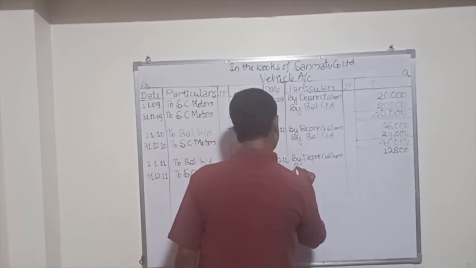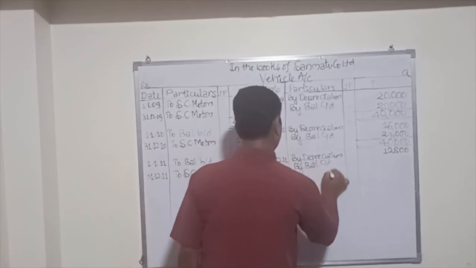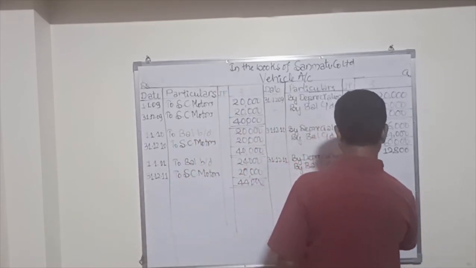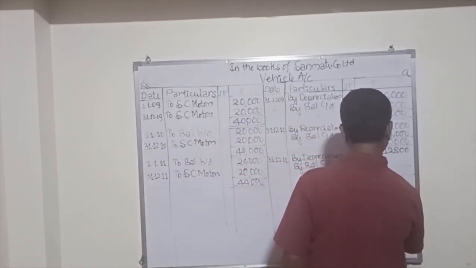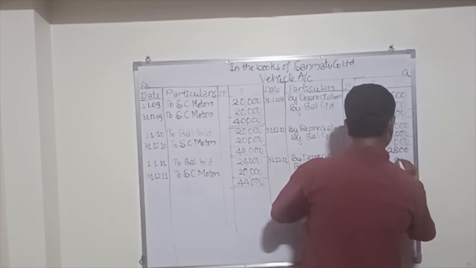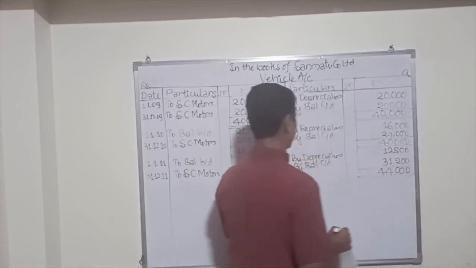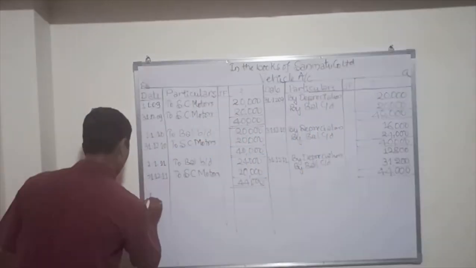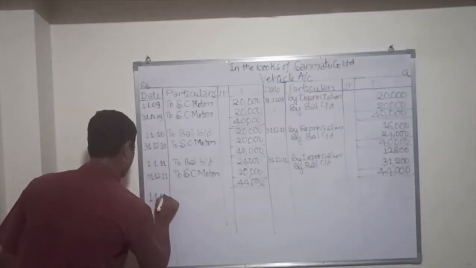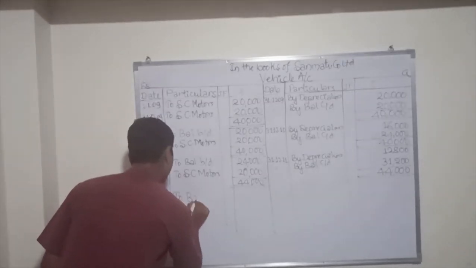On the same day we will do balancing here, by balance carry down. Let's do the balancing here, 44,000. Let's find the difference here. 200 carry 1, 2 plus 1, 3, 3 plus 1, 4. So 31,200, which is brought down on 1/1/2012, to balance brought down.